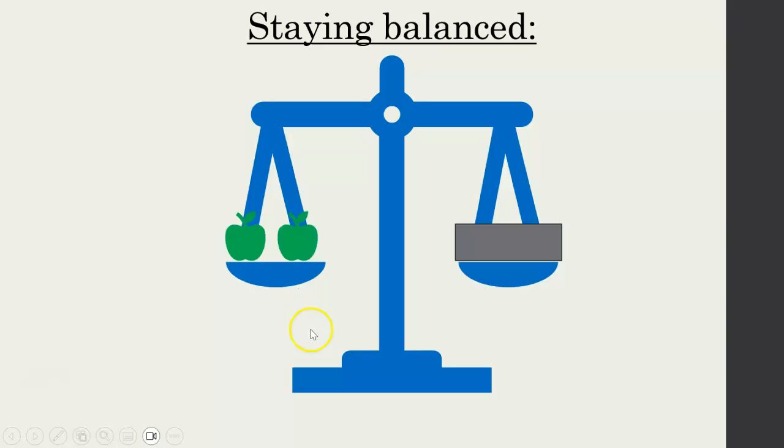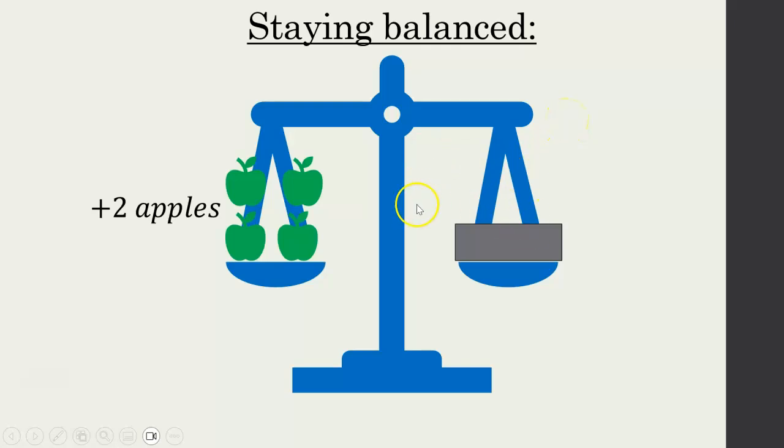Here's a kind of stranger example. I have 2 apples here, and then I have a block. Now this is balanced starting off. So I'm saying that 2 apples weigh the exact same amount as this little block over here. So it's balanced. What happens if I added 2 apples to this side? Now, what's going to happen? It's going to go down because this side is heavier than this side. So it's going to go down and this side is going to go up.